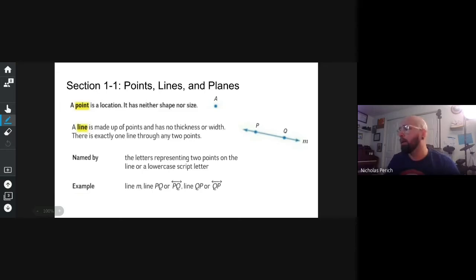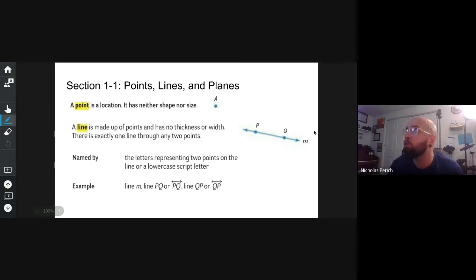Now, if I were to name a point, it just has a letter attached to it. If I were to name a line, you could take any points on the line and name that line. For example, I see that line over here. It has 2 points on it, P and Q. I can call that line PQ. I can call it QP. It doesn't matter. I can call it line M as it says over here. Either way, I'm talking about the same line.